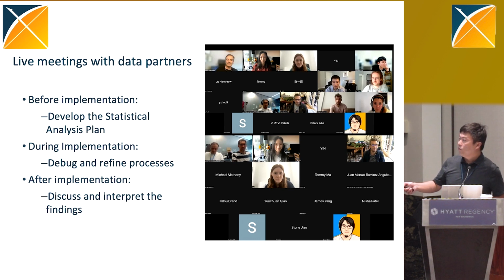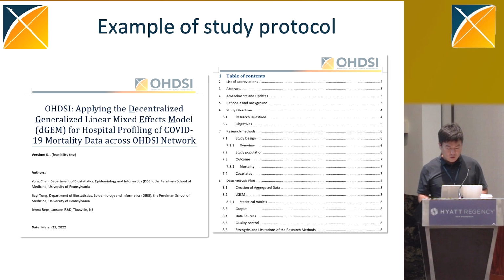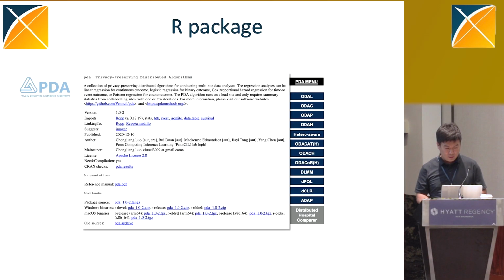And then after implementation, as a team, we can meet and discuss interpretation of the results. And usually this is what the study protocol is about. So it's an OHDSI study, called a DGM study for quality outcome. And then we need to develop a list of variables and study design. All of this needs to be listed carefully.